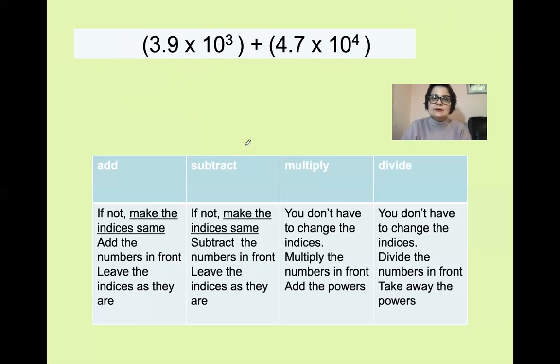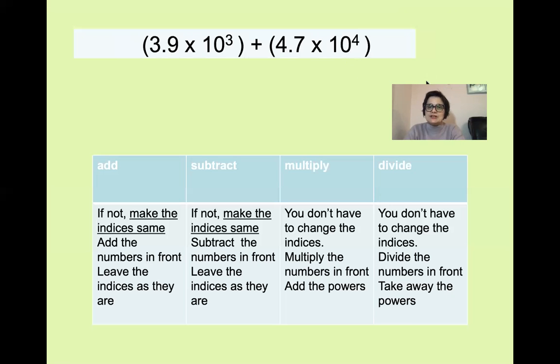Next example. Now here we have two standard forms where the indices are not the same. So one is 10 to the power of 3 and the other one is 10 to the power of 4. So what do we do? Now you can either change 10 to the power of 3 to the power of 4 or change 10 to the power of 4 to the power of 3. Now I would advise you to change the biggest indices to the smallest indices. So write this one to the power of 3.